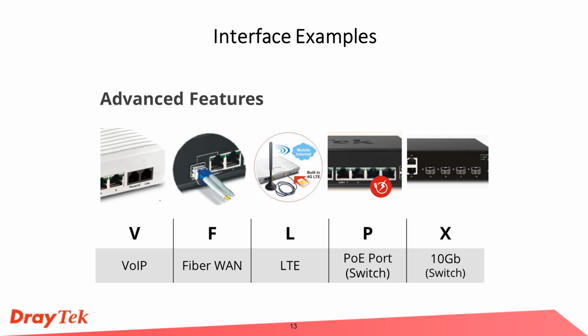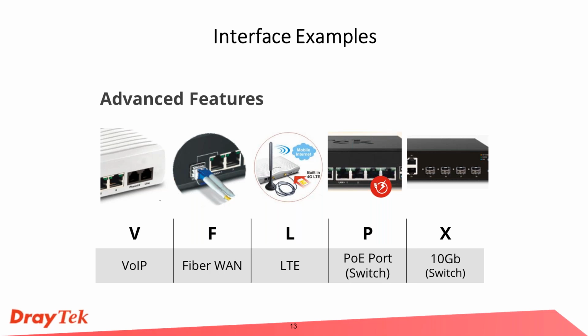Any router that has an L in the model number means that it supports LTE, and LTE models have a built-in SIM slot where you can insert a data SIM card and get internet through it. On switches, any product that's got a P is a PoE switch, so it has Power over Ethernet and can provide power to access points, IP phones, or IP cameras. These are the key devices that you would normally have in your environment for Power over Ethernet.